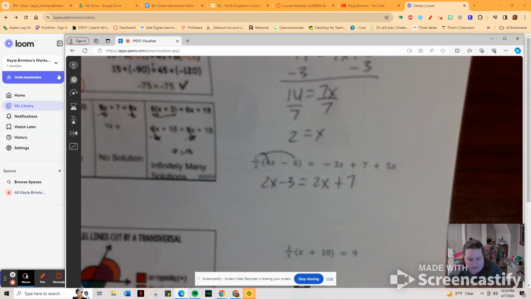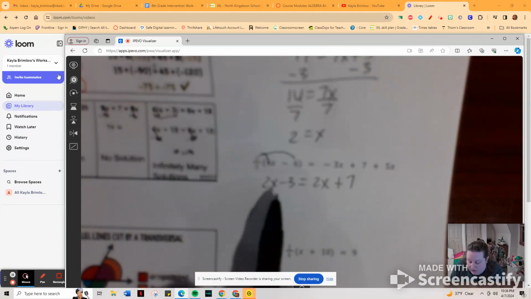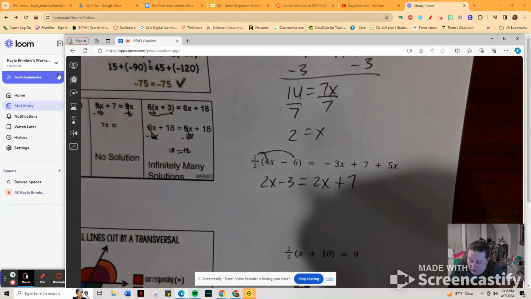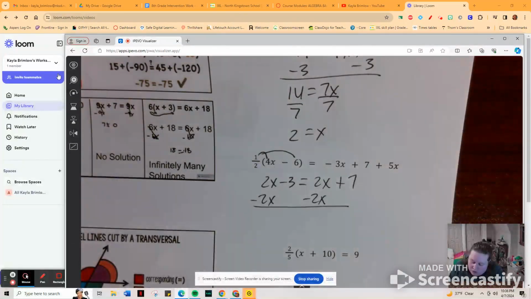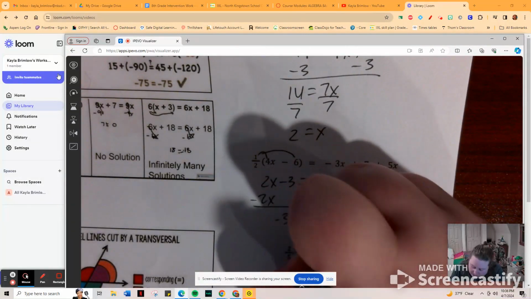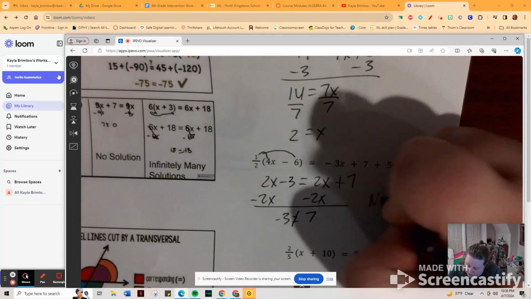So if you stop for a second and take a look here, you're going to see we have the same variable term on each side, but we have different constants, which means it's going to have no solution. I'm going to keep solving so we can check that that's the case. So I'm going to subtract 2x from both sides, leaving me with negative 3 equals 7, which is not true. So we would say this has no solution.